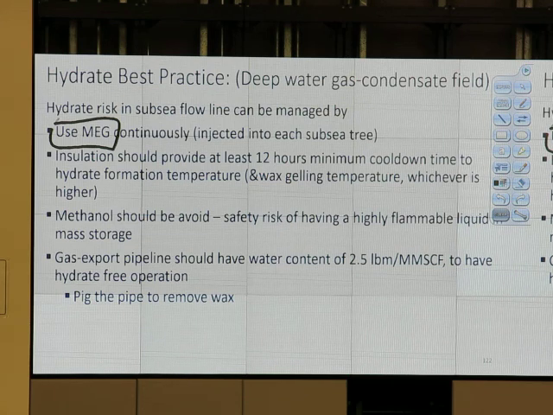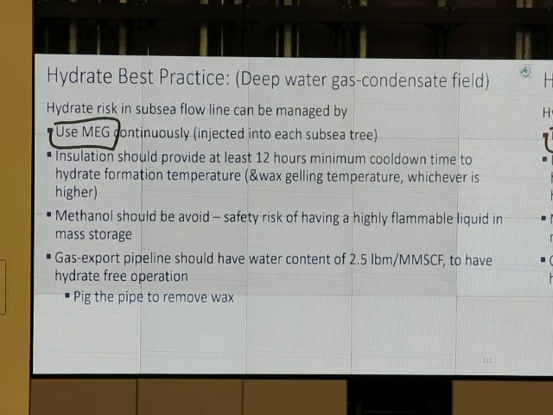So MEG is a hydrate inhibitor. Monoethylene glycol. It's a glycol. When we put it in, the hydrate doesn't form, or it has a hard time to form, or it needs a higher pressure or lower temperature to form. MEG we inject it to subsea tree.